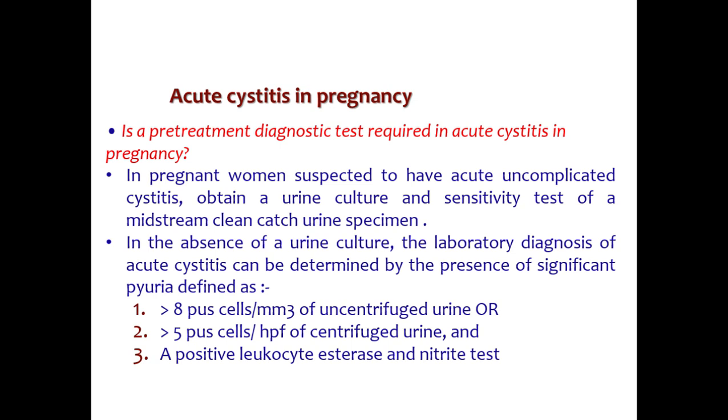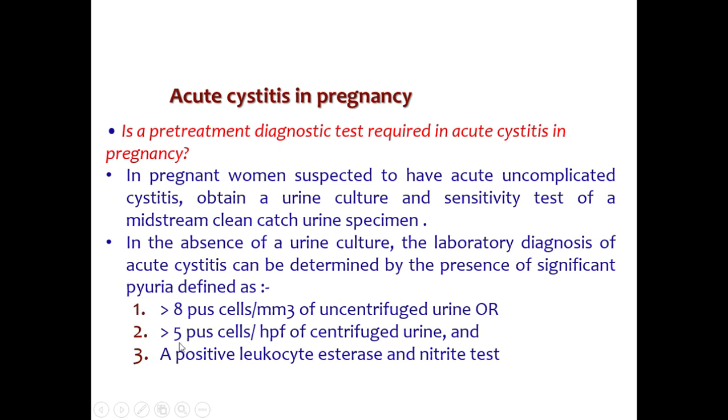So how can we diagnose, or what is the pre-treatment diagnostic test required for acute cystitis? It may be required, but sometimes, if there is no culture and sensitivity test, we start the treatment at once. If a pregnant woman is suspected to have acute uncomplicated cystitis, we may obtain a culture and sensitivity test of a midstream clean-catch urine specimen. If there is no urine culture, the laboratory diagnosis of acute cystitis can be determined by the presence of significant pyuria, which is pus in urine.